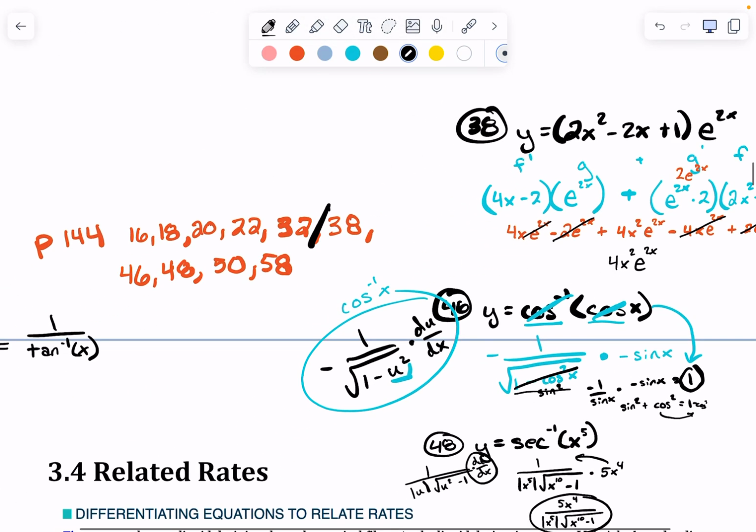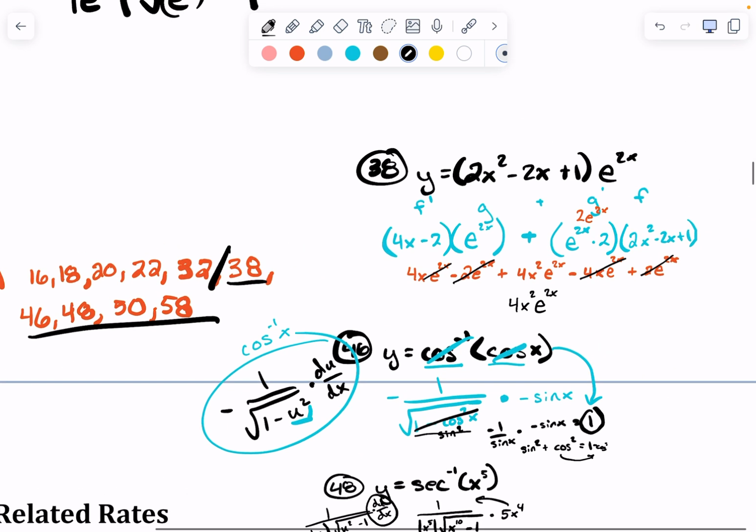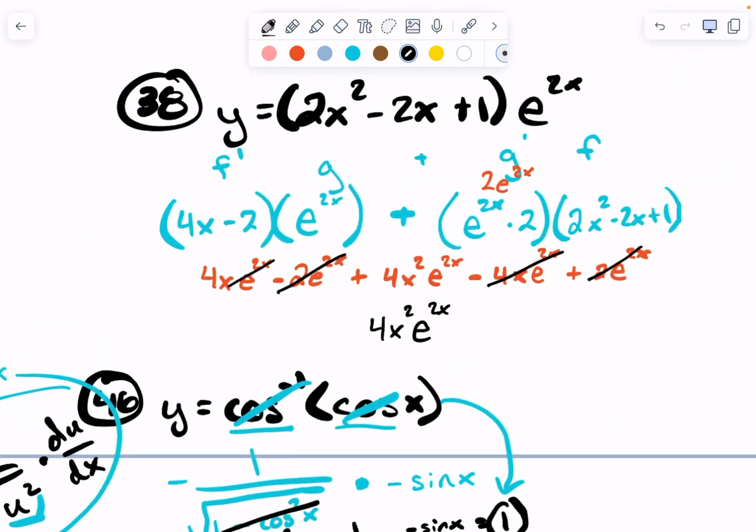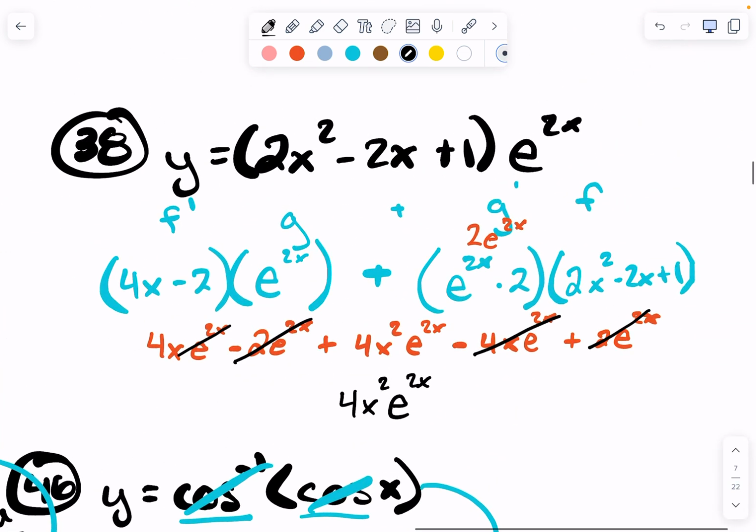We have 5 homework problems left. 38, and then these guys. This is on 3-3, page 144. We have 5 homework problems left, and I was going to wait and do all of them and then record. But I don't know if you're going to be able to decipher all my work if I wait till then.